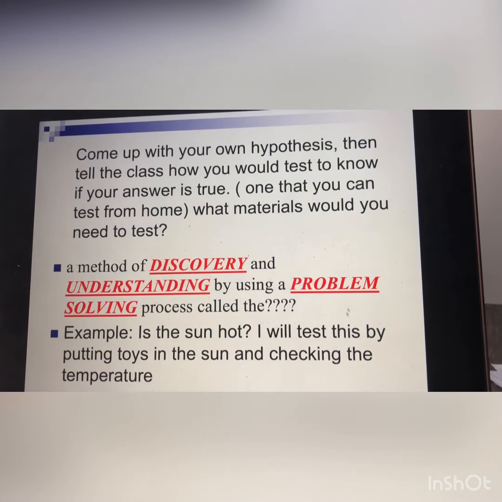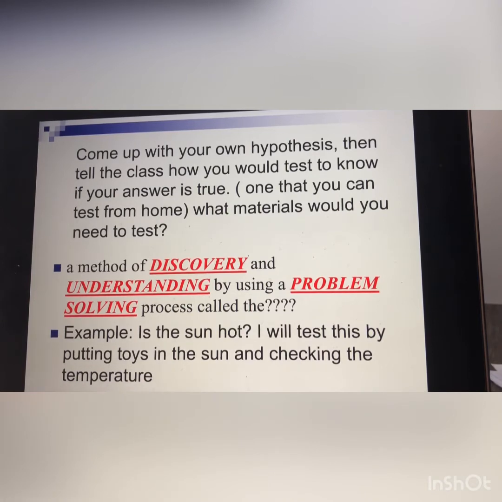So, I want you to take a few seconds and come up with your own hypotheses, and then tell the class how you would test to know whether your answer is true or not. You want to pick a hypothesis that you can test from home and what materials you would need to do the test. But of course, you're asking, Miss Williams, what is a hypothesis?